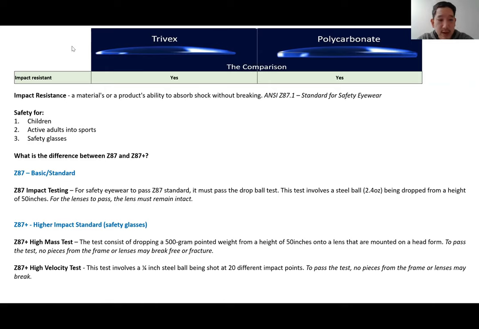And the other test is what we call the high velocity test. This test involves a 1.4 inch steel ball being shot at 20 different impact points. Again, to pass the test, no pieces from the frame or lenses should break. So these are the impact resistance tests and standards that polycarbonate lenses and Trivex lenses are known to meet.